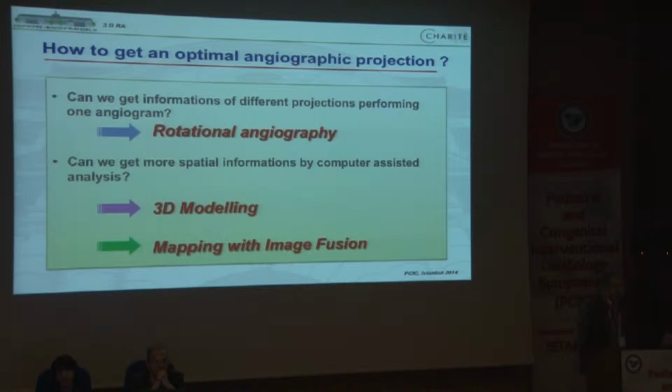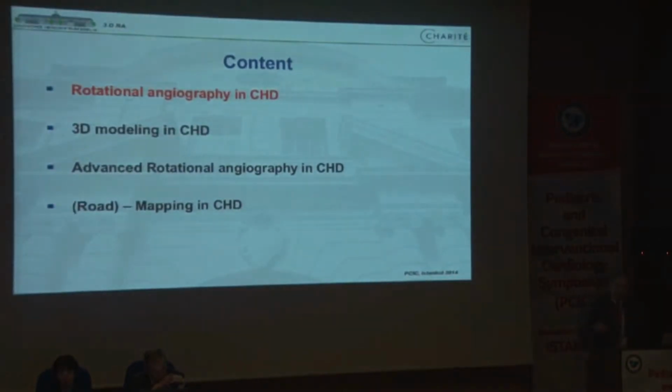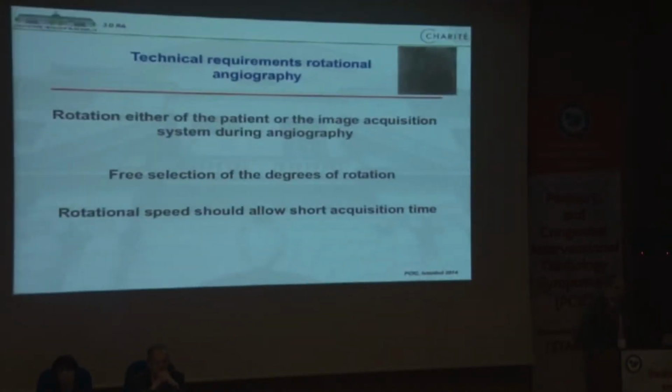And the other question is, can we get more spatial information by computer-assisted analysis? That is the basis for the technical approach of 3D modeling, or for the mapping with image fusions of what you have already performed prior to the angio, which means a CT, a three-dimensional echo, or an MRI study in any way. So I want to focus on 4 topics. The first is the rotational angiography, the second is the 3D modeling, with a very short touch of the advanced rotational angiography, and then at the very end, the mapping we have seen yesterday during the lunch symposium.